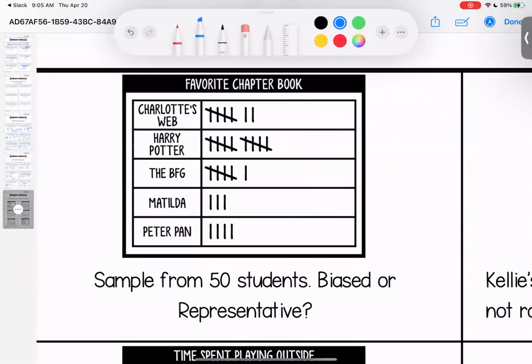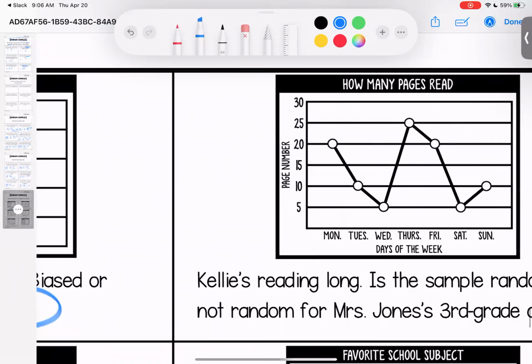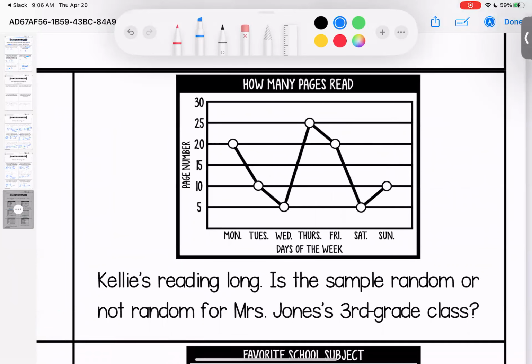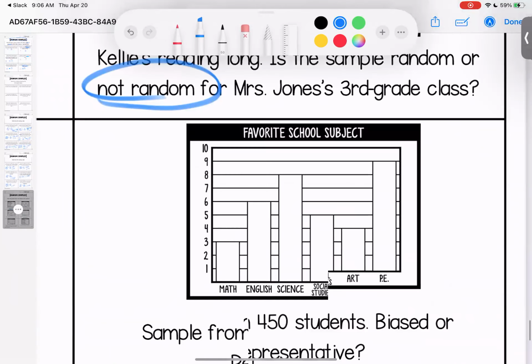This is a sample from 50 students. Is this biased or representative? This is going to be representative. We have 50 students. We'll take it. That's a big enough group. Kelly's reading log. Is the sample random or not random for Mrs. Jones' 3rd grade reading class? If it's Mrs. Jones' 3rd grade reading class and it's one person, this is not going to be random.